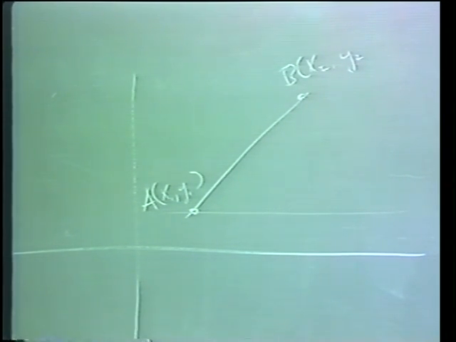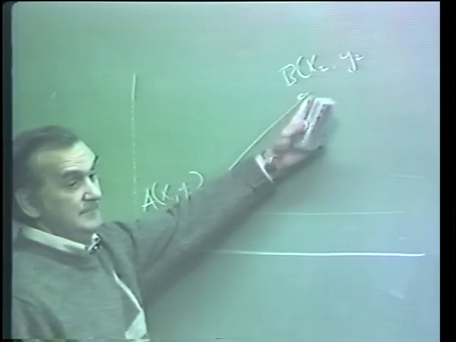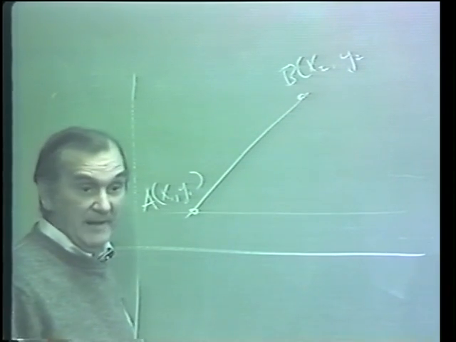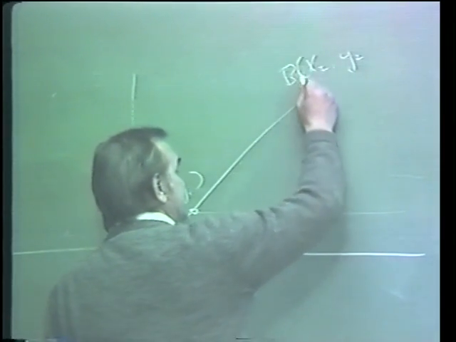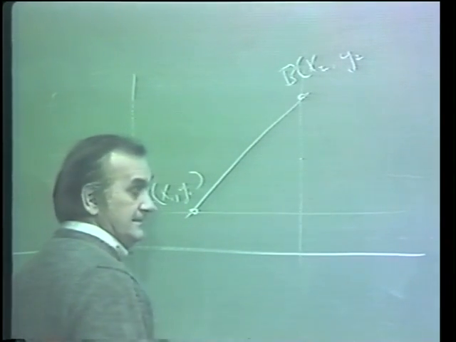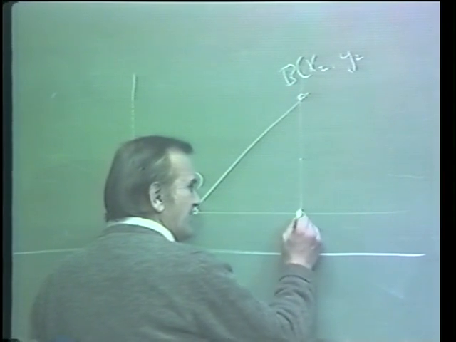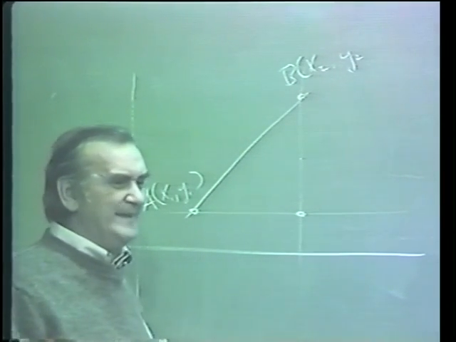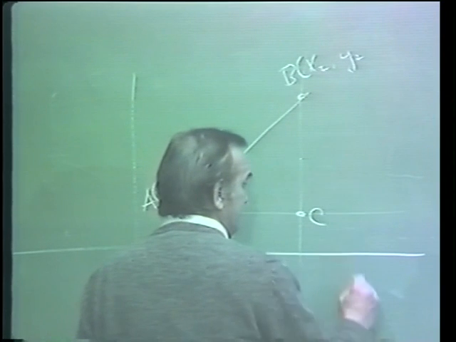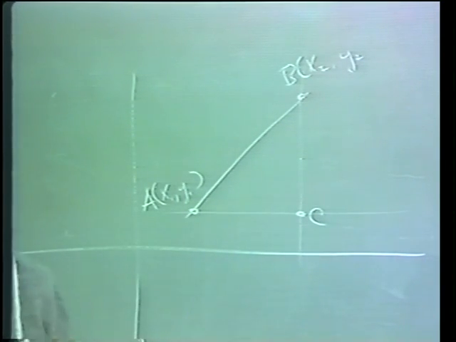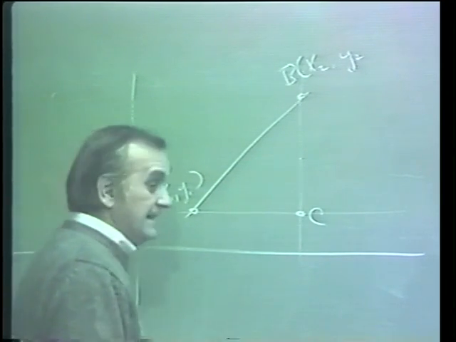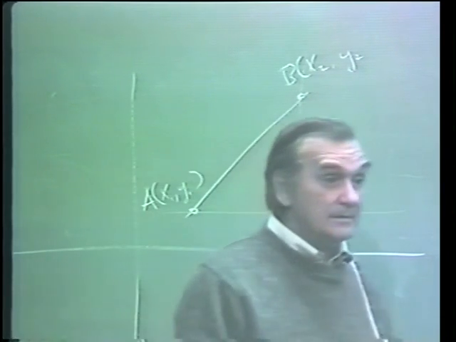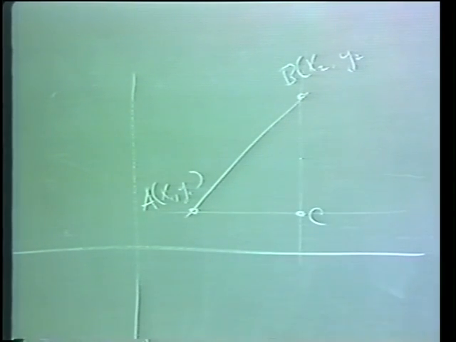Okay? Through B, I'm going to draw a line parallel to the y-axis. Notice they are going to intersect at some point I'm going to call C. C is a point. That means C has to have an ordered pair.